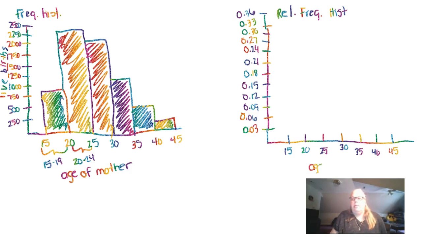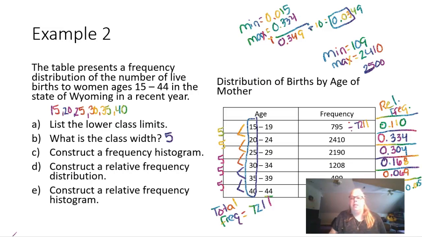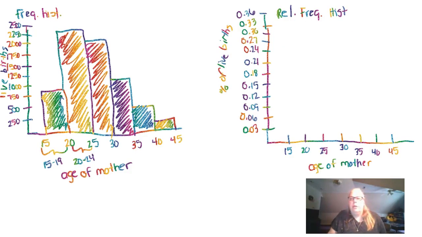And once again, we have the age of the mother down here. And then on the side, we have a percent of live births, because that's what the relative frequency is. It's a percentage. Okay, now let's go back to our relative frequency distribution and get our numbers. From 15 to 19, we had 0.110, and 0.110 is going to fall right in here between 0.09 and 0.12.